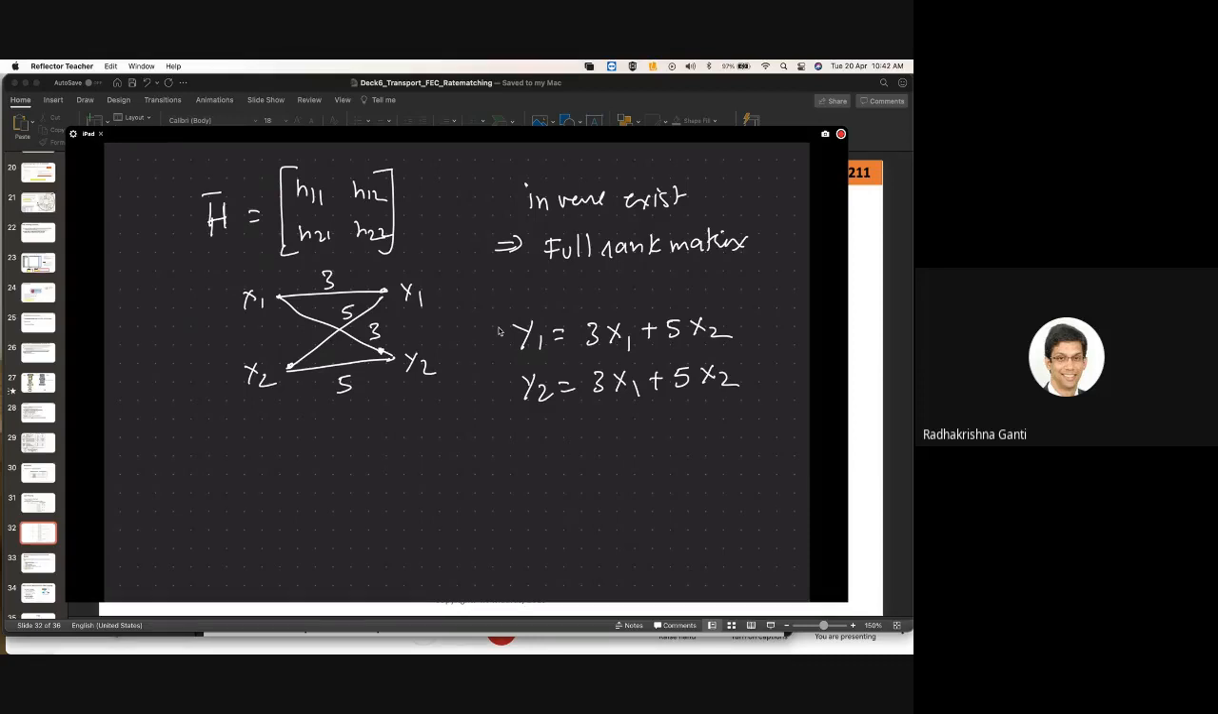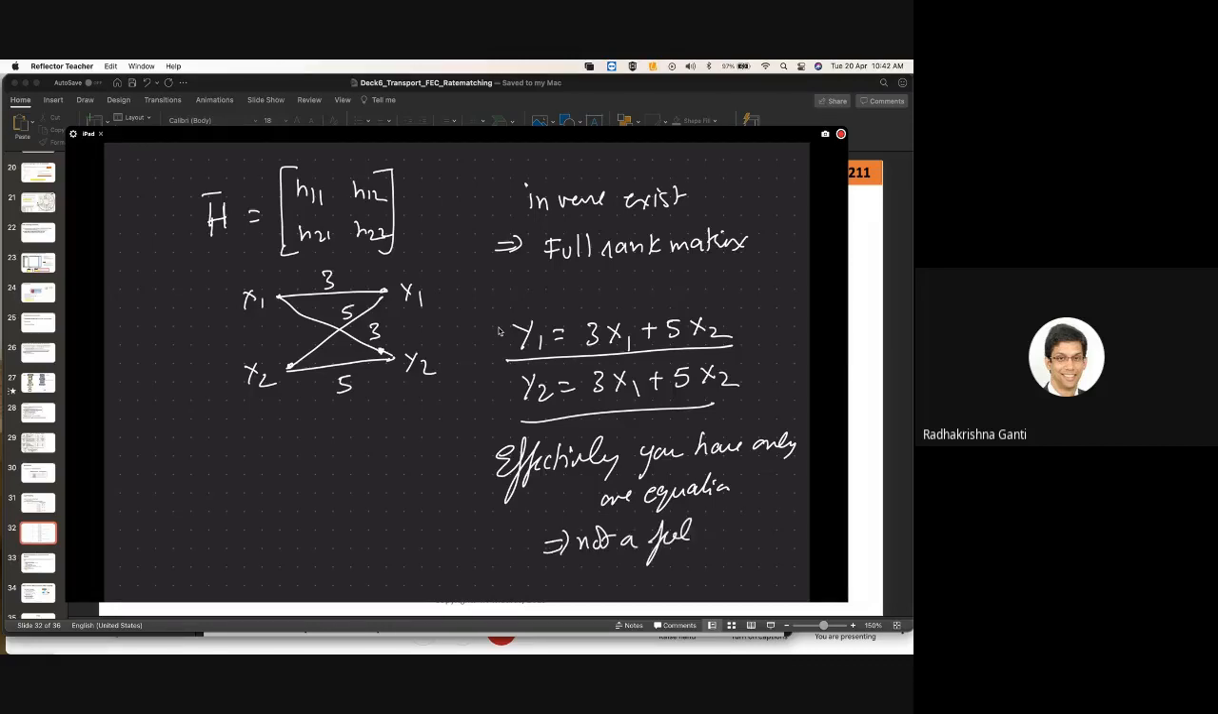Then will you be able to recover X1 and X2? Both these equations are the same, right? Both these equations are effectively the same. So effectively you have only one equation. So if you write this as a matrix, this is not a full rank matrix. If you write it as a matrix, the columns or the rows will not be independent. Let me not do that right now.